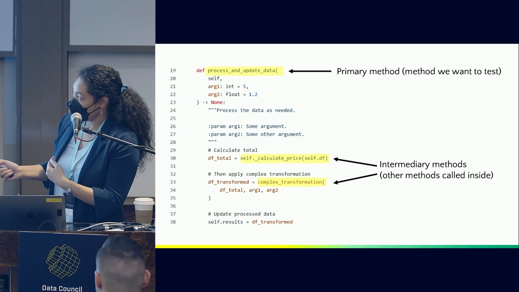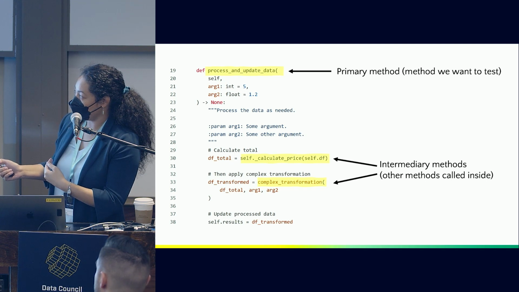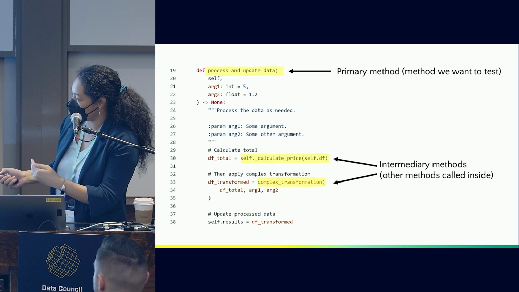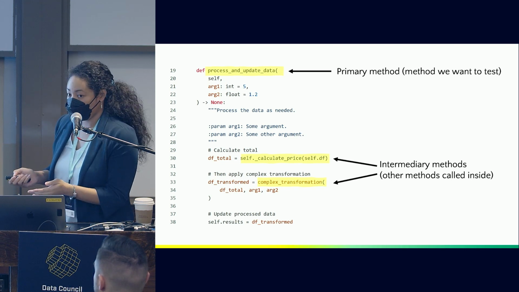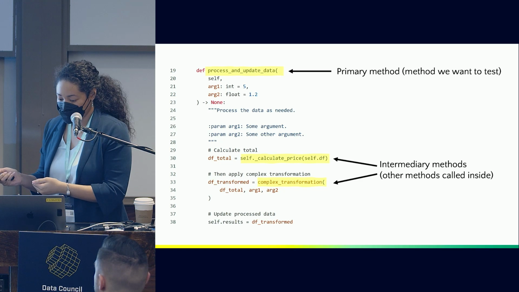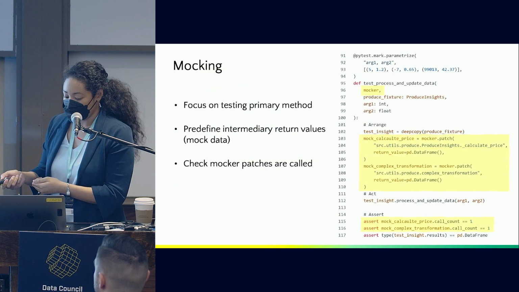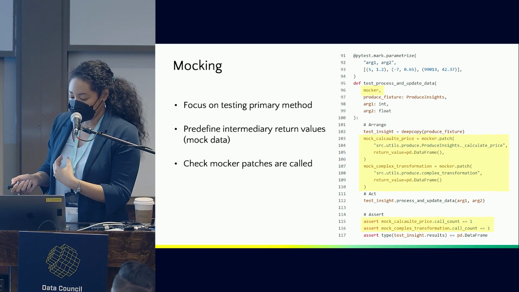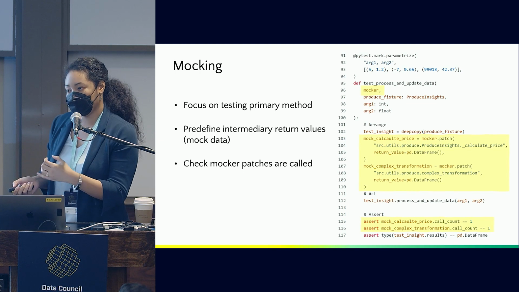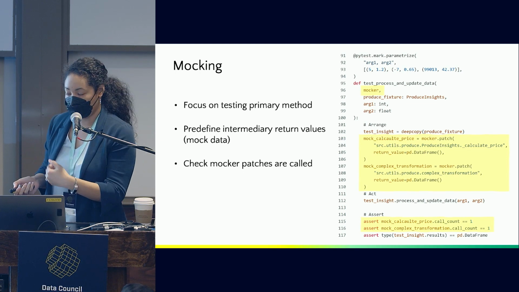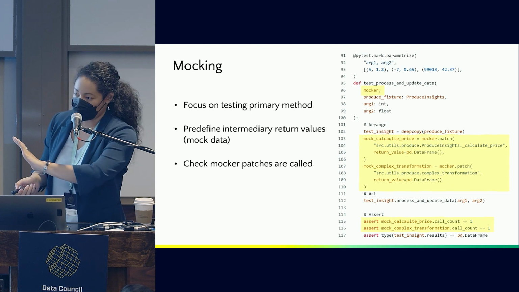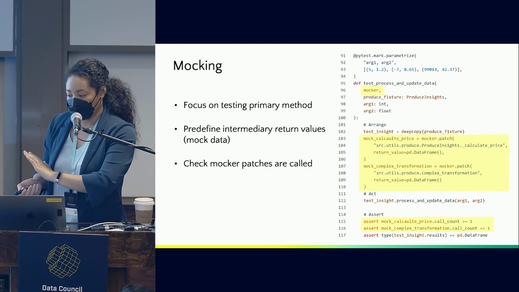But when it comes to testing, we are interested in just testing this main method. We're not necessarily interested in testing the smaller methods that are within it. So how do we go about this? So this is where mocking comes into play. Mocking is a way of essentially preventing calls to those intermediary functions and instead just patching them with some sort of expected return value.